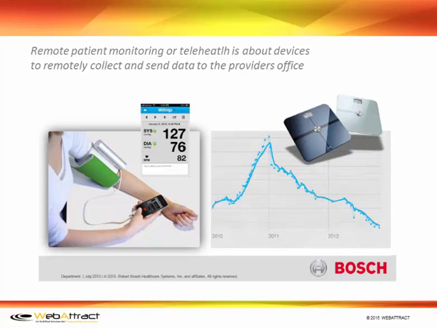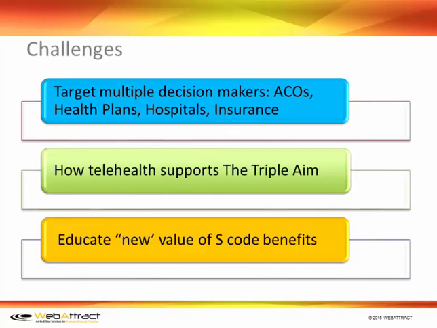And so their challenge was, how do we go to market and target multiple decision makers from ACOs, which are accountable care organizations, health plans, hospitals, and insurance companies, and how can we communicate how telehealth, which is disruptive, new, and different, supports what's called the triple aim. The triple aim is providing better health to the population, better care, better experience of care, and lower cost per capita. This is really what they wanted to explain. How does it do that?